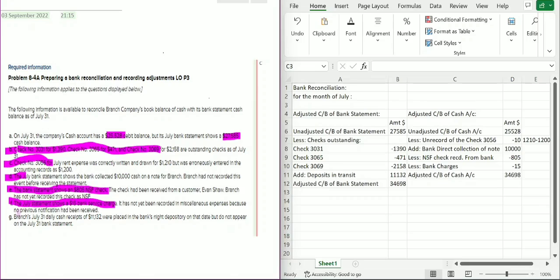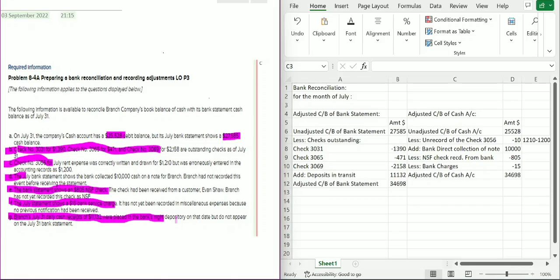Now we go to the next transaction, that is G. The company deposited $11,132 on the eve of July 31st, the last day of the month, but the bank has not made any entry in the company's account on that day. The entry would be made on the next day, that is the first day of the next month.